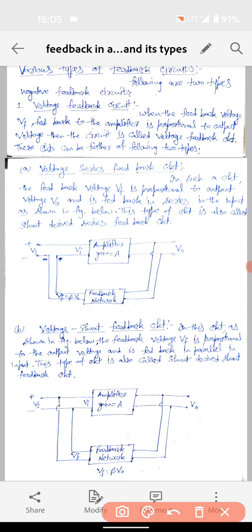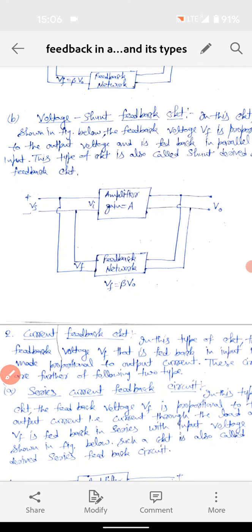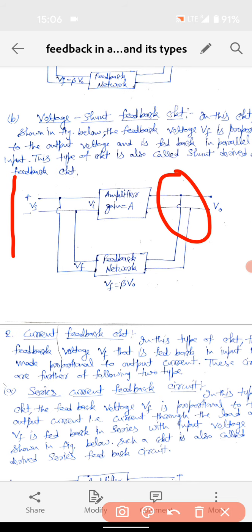Okay, now we come to the other part, which is the voltage shunt feedback circuit, which is this one. So again the basic thing, we are feeding voltage. Okay, so same way as the upper diagram.